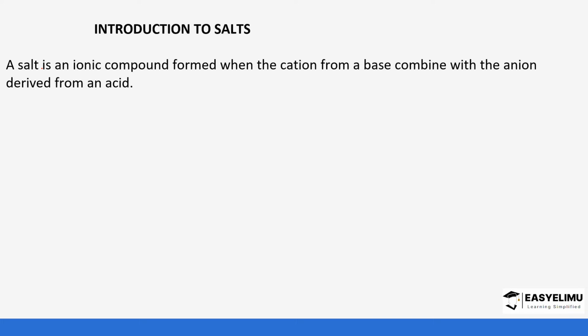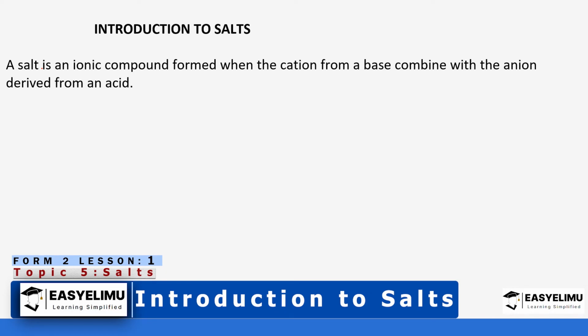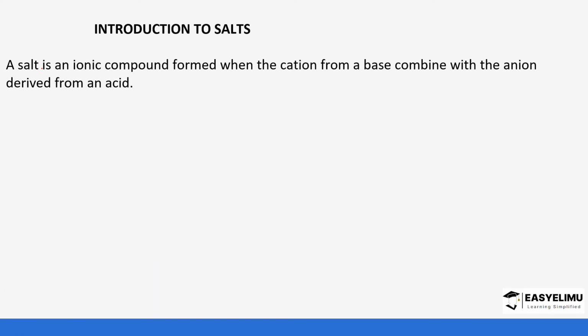When it comes to salt, salt is an ionic compound formed when the cation from a base combines with the anion derived from an acid. So this is a salt. You hear us talking about salt, especially when we are reacting acids with other compounds. We always say it forms a salt and other compounds like hydrogen or water. So this is when a cation from the base combines with the anion derived from the acid.